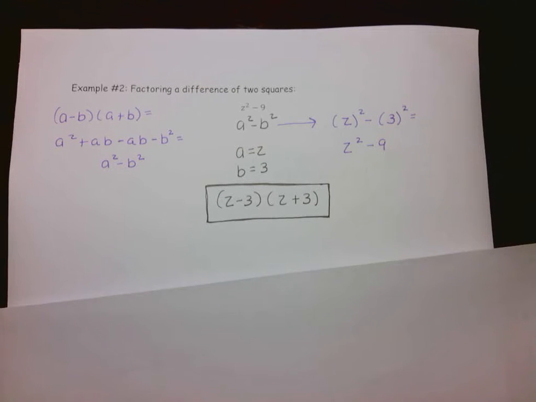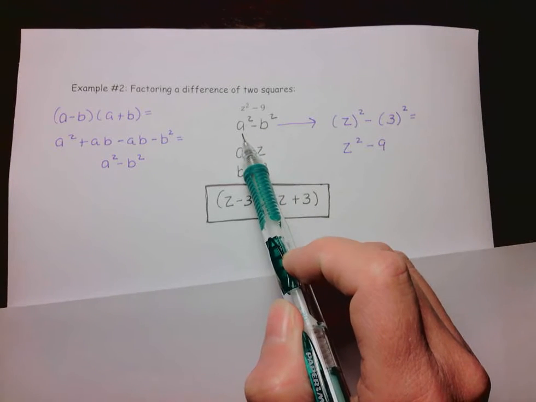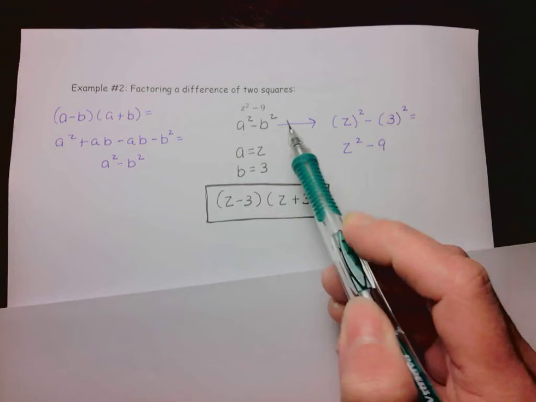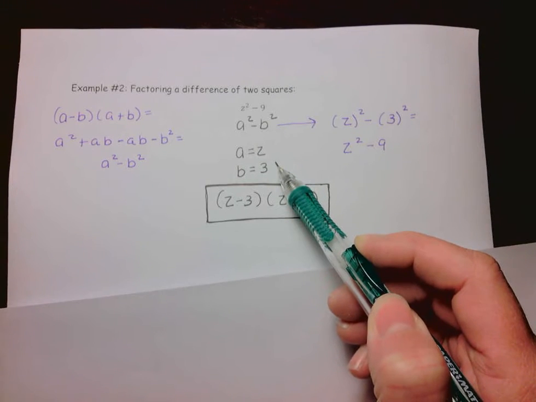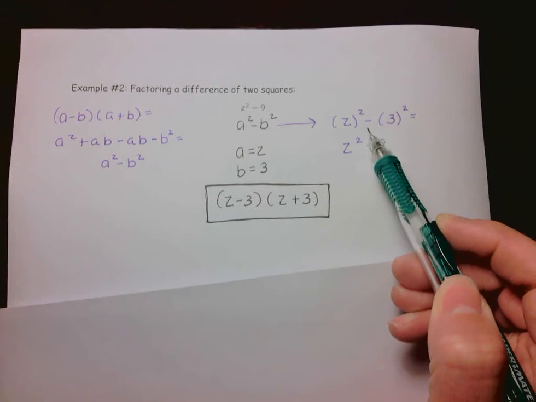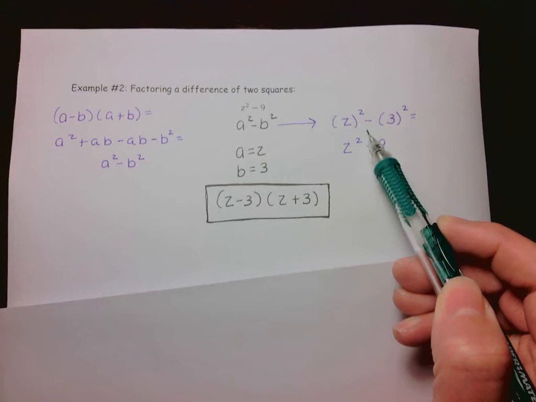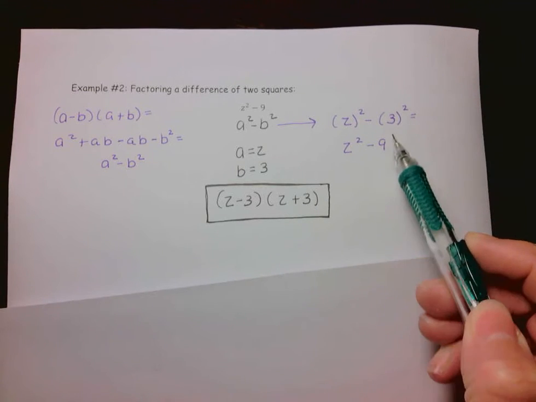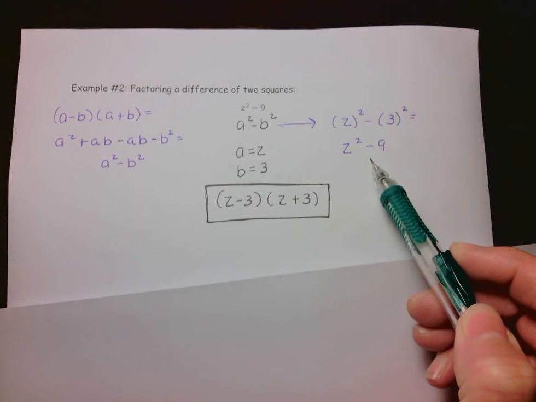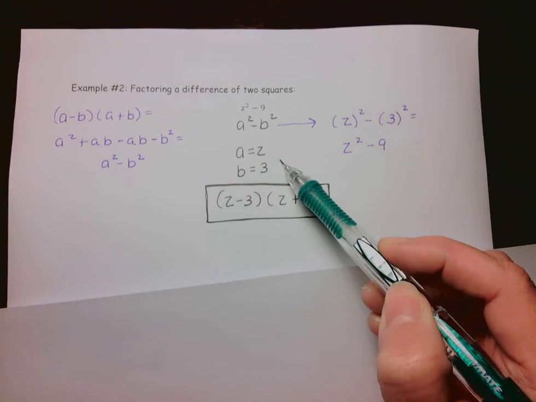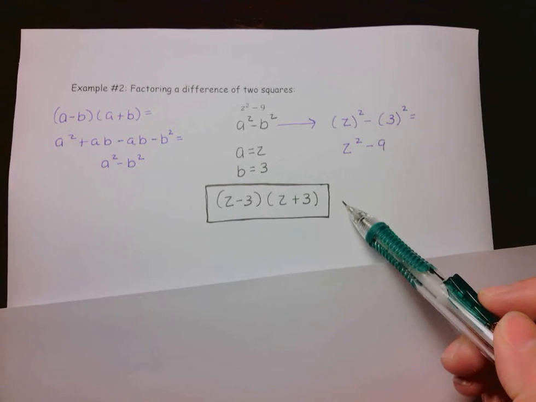Example number 2, factoring a difference of two squares. Again, it's all about just memorizing. This is the same thing as saying a squared minus b squared. So my a is going to be z and my b is 3. A squared minus b squared. So this is z squared minus 3 squared, which is z squared minus 9. So that's why my a is z and my b is 3. So this is going to be my answer.